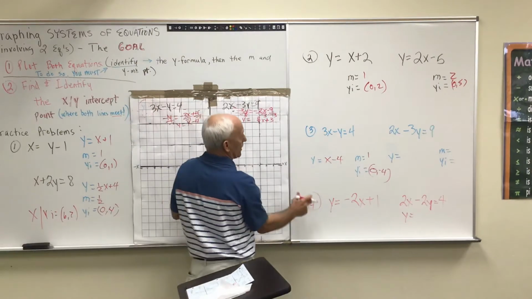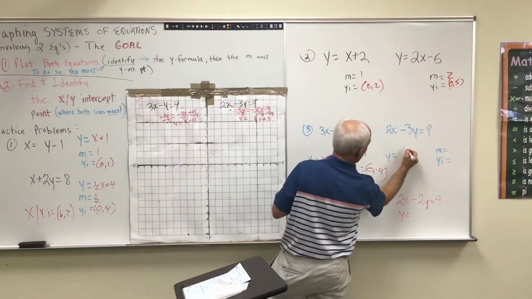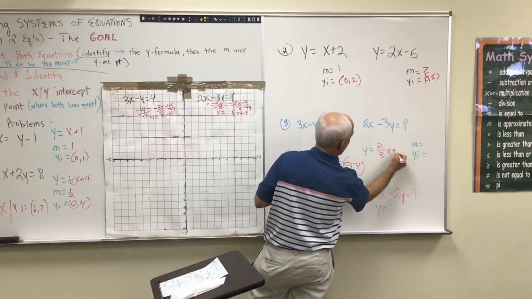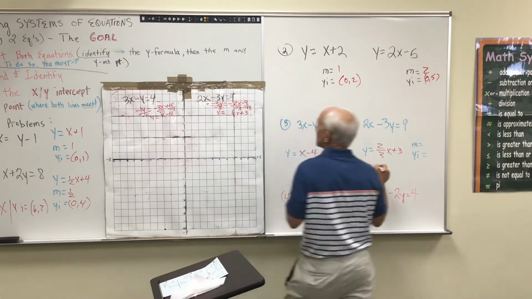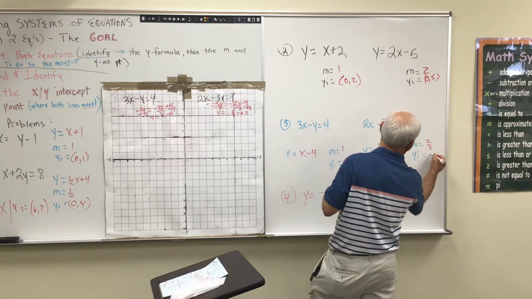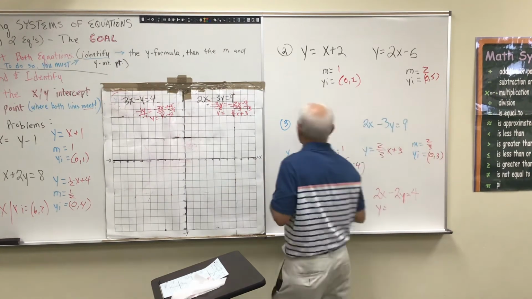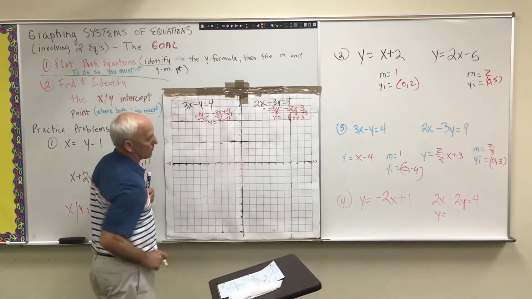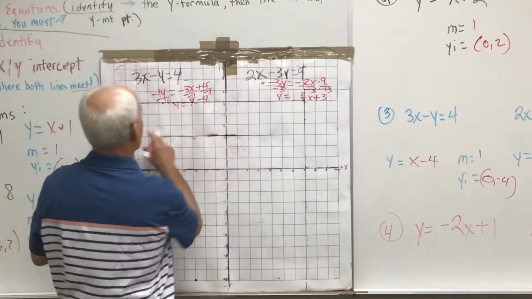And so let's look at our thing. Y equals 2/3 x plus 3, okay? And then the slope is 2/3, and it's 0, 3. Now, if you had -3, like I said, you would have been starting at the wrong place. So let's try these now.